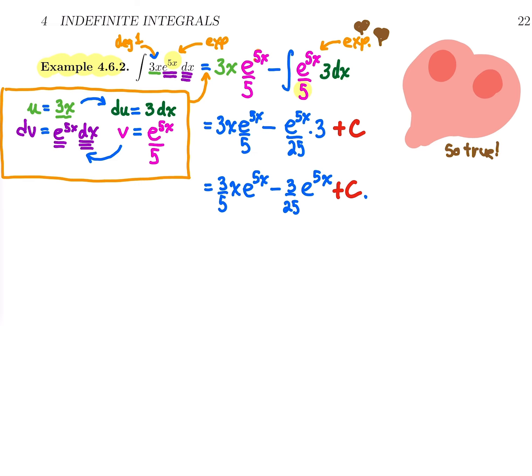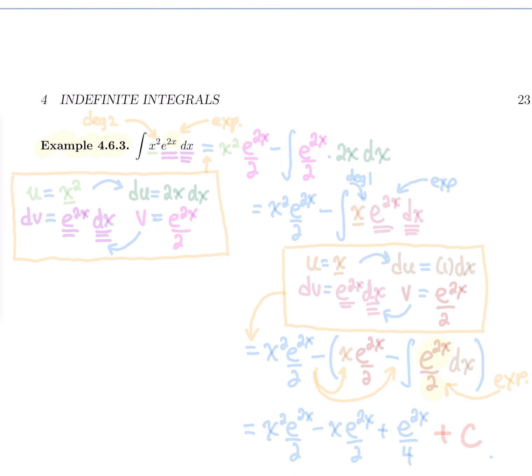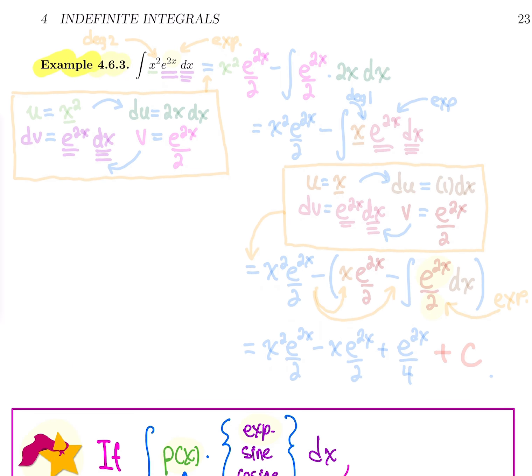Let's do one more example. All right, our next example is a little bit more annoying. We have the integral of x squared multiplying e to the 2x dx. Again, a product of two things. Again, there's a 2x inside the exponent.